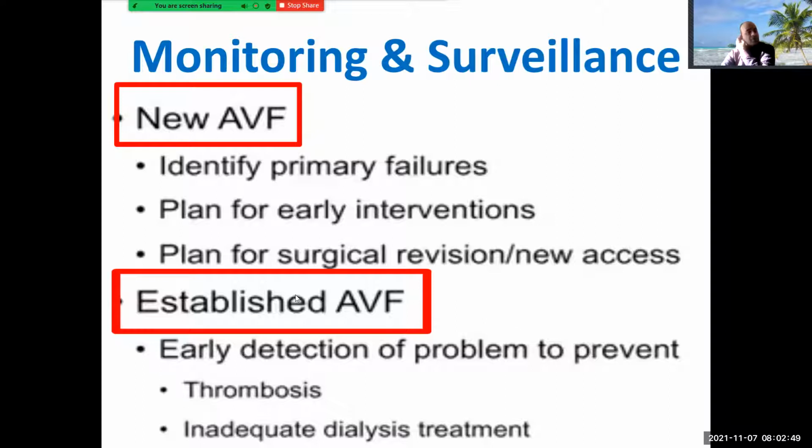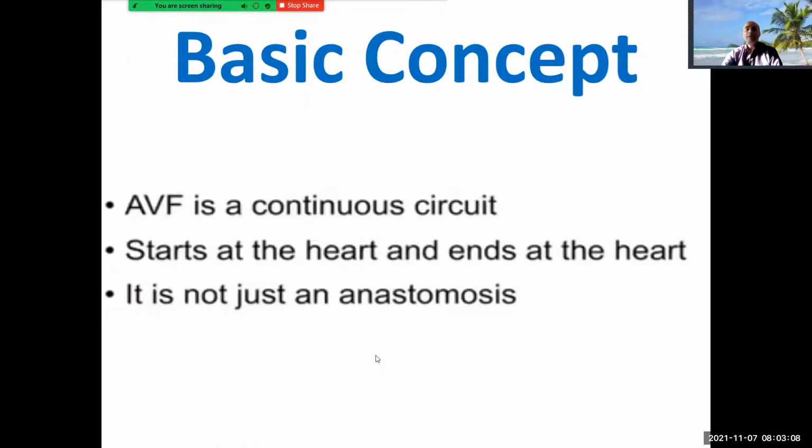If you have a fistula already in use, early detection of the problem is needed to prevent thrombosis and inadequate dialysis treatment. Early detection of the problem, if you have venous pressure or bleeding after dialysis, whatever, is just to check for any thrombosis or inadequate dialysis treatment from accessory veins, as we'll see in the next slides. Basic concept for any AV fistula or dialysis access.